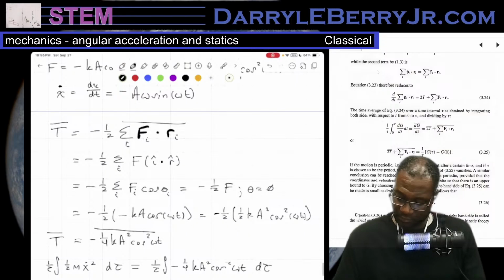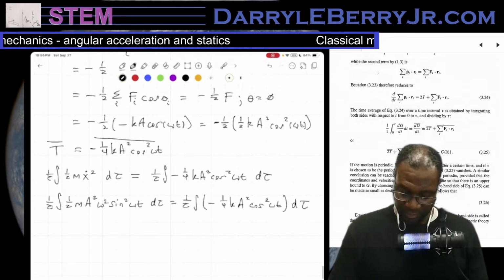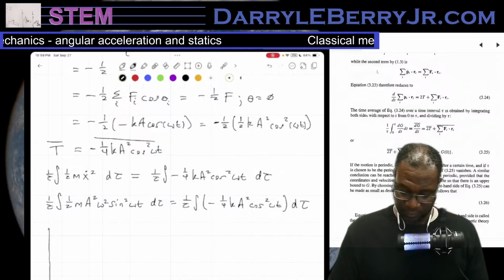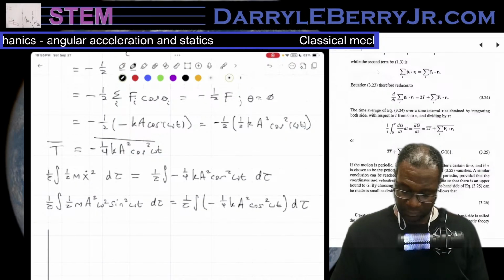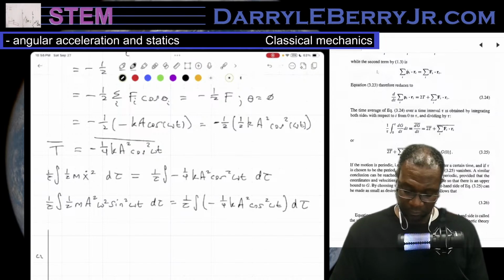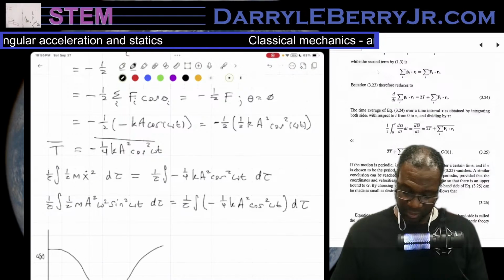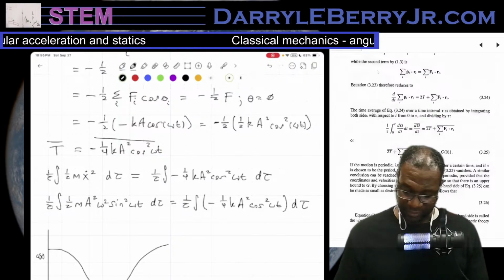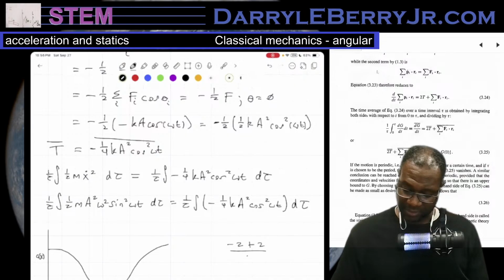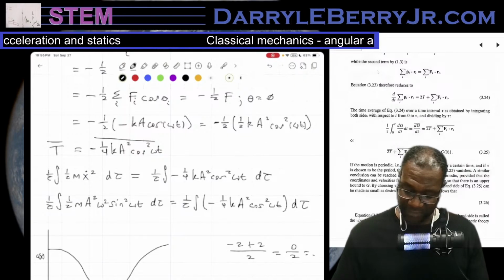Squared, squared. All right. So if you have, let's say, cosine x, it'll start up here somewhere, go down, and come up here for one period. So the average of this is similar to if you had negative 2 plus 2 divided by 2. That's 0 divided by 2, so the average is 0.